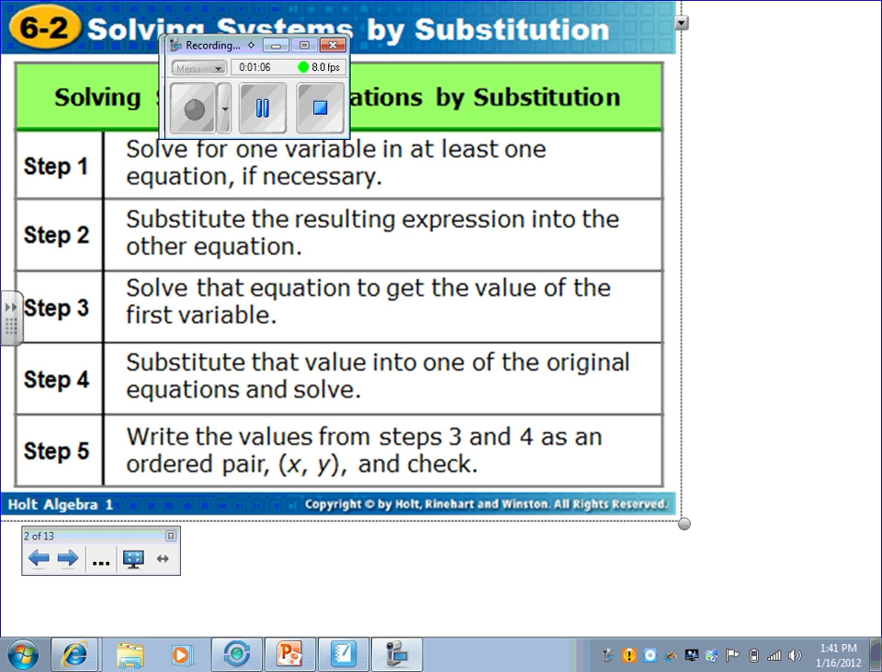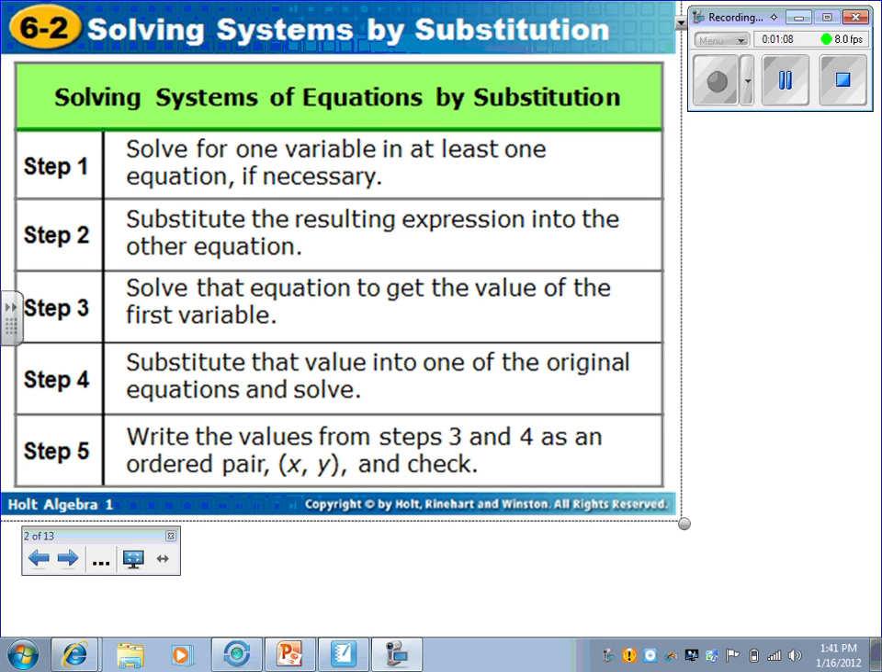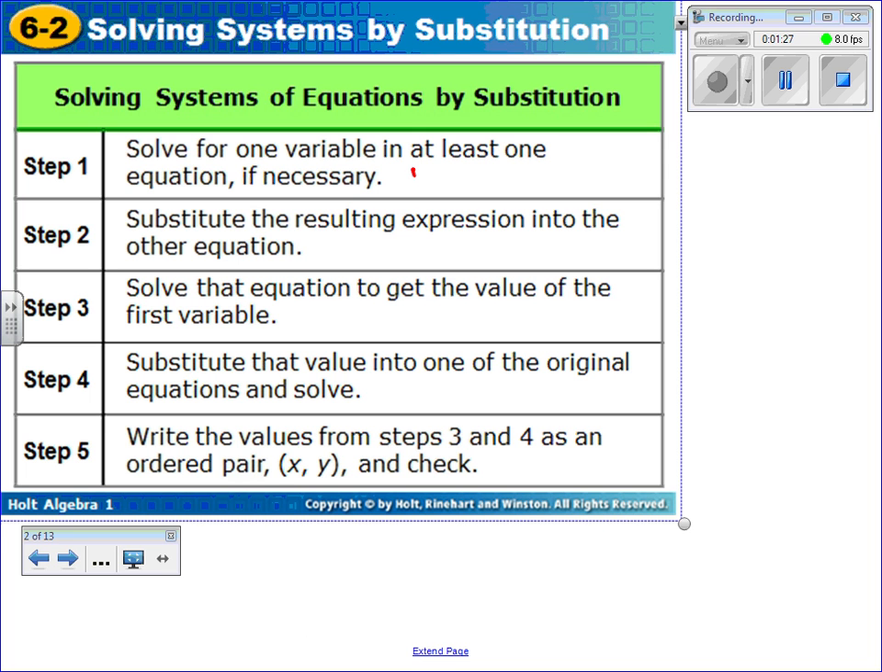When we solve systems of equations by substitution, there are 5 steps that you need to be aware of, and you can tick them off one by one. I do this in my head as I do these. I'm 30 years old and I still do this when I solve systems. The first step: solve for one variable in at least one equation if necessary. You can solve for x or y. You get to make the choice here.